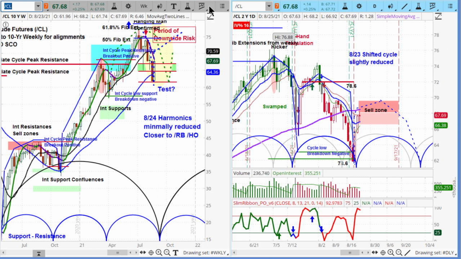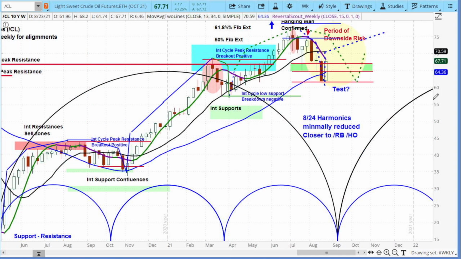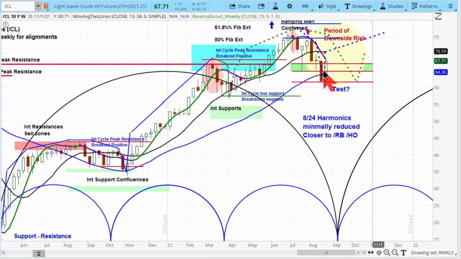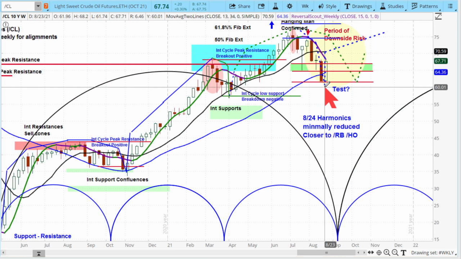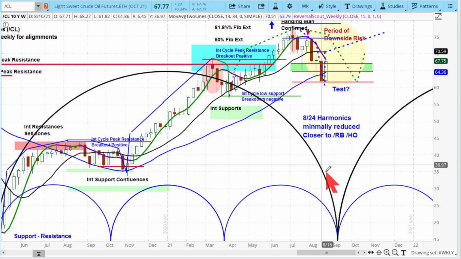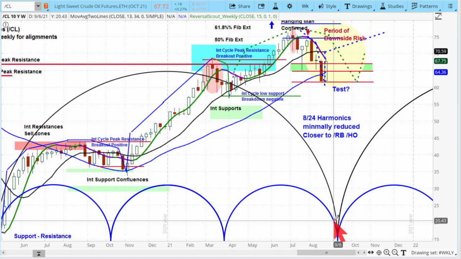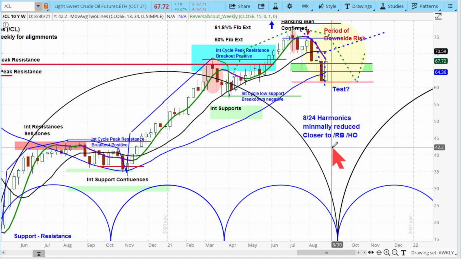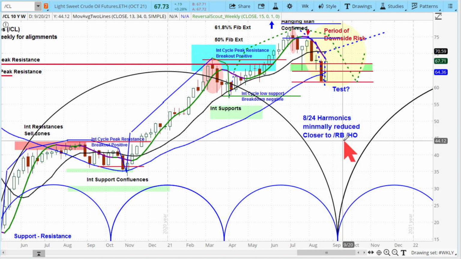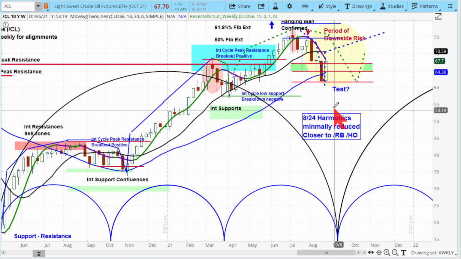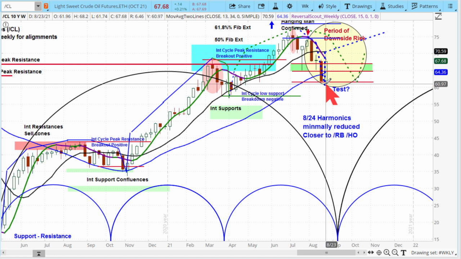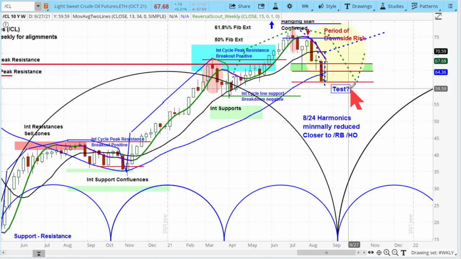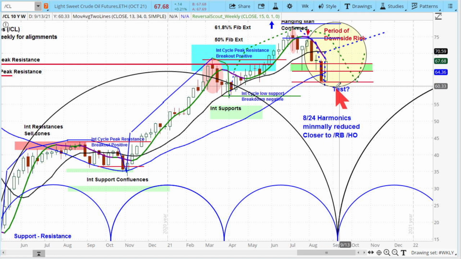I want you to note here that right over here where that low came in light crude, there's a potential for that to be the nested low bottom over here. We minimally reduced these harmonics because they align closer with the products, gasoline and heating oil. So there's a potential for that low, and there's also a potential for a test of that low here. So it's trying to rally.